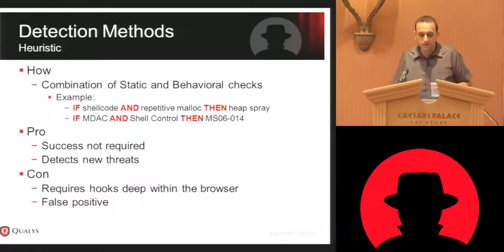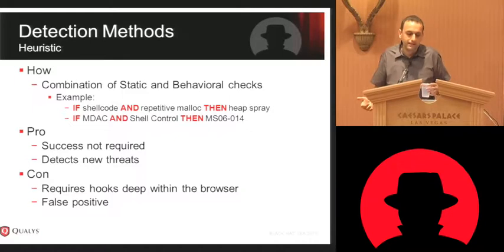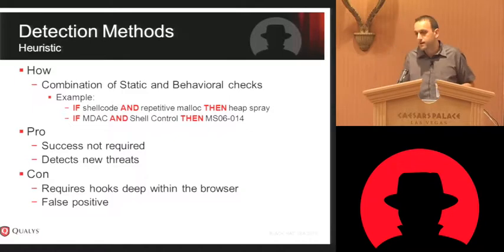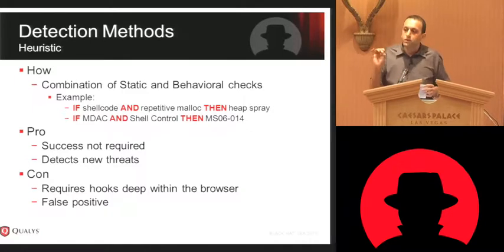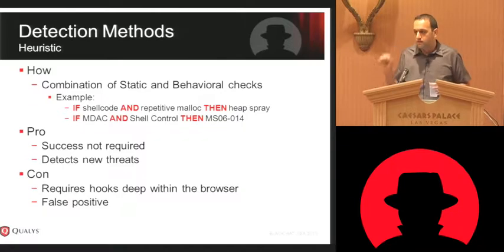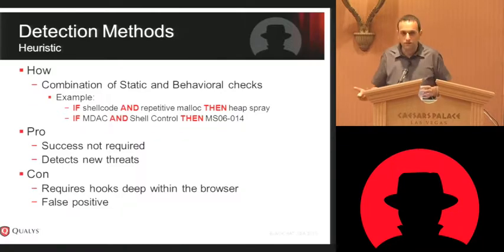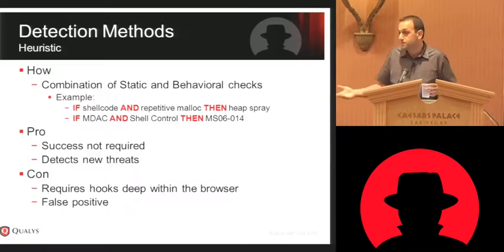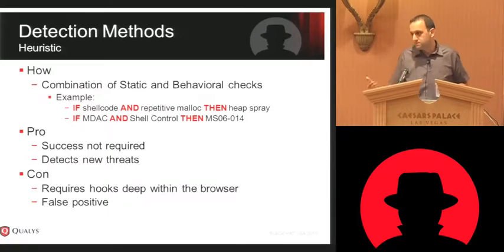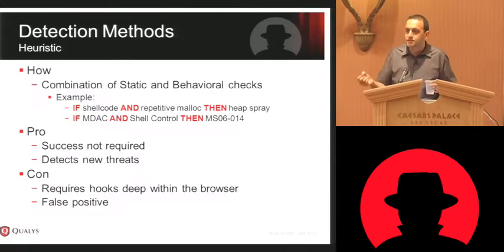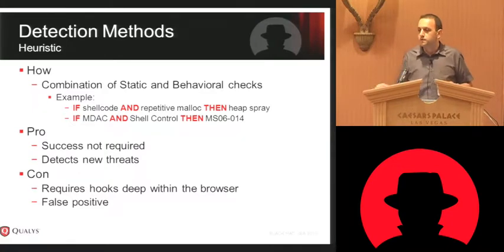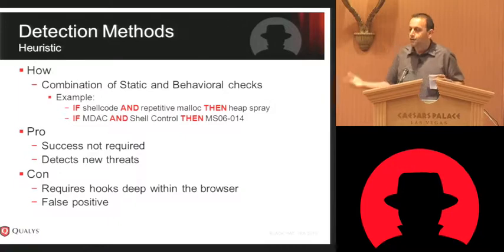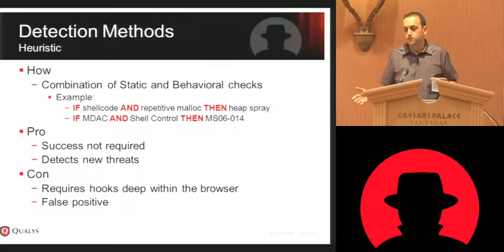This one also has some pros. Success is not required. It will pick up new threats. Now there's a caveat there. It will pick up new threats under categories I already thought about. So I may not know the exploit you're using, but I know I can categorize this as a heap spray. So that's a big plus, because instead of building signatures per attack, you build heuristics per attack category. So that's pretty powerful as well. And again, success not required, and that's a big one.